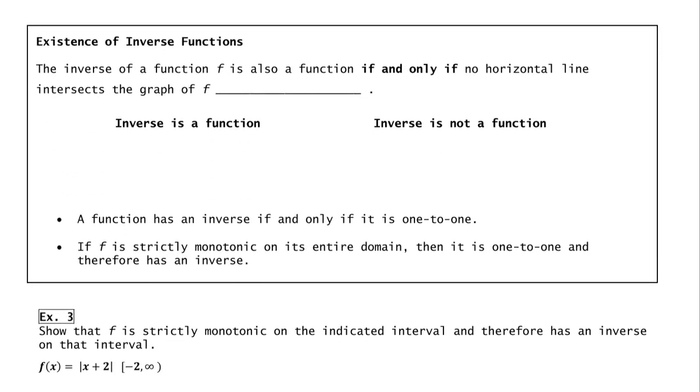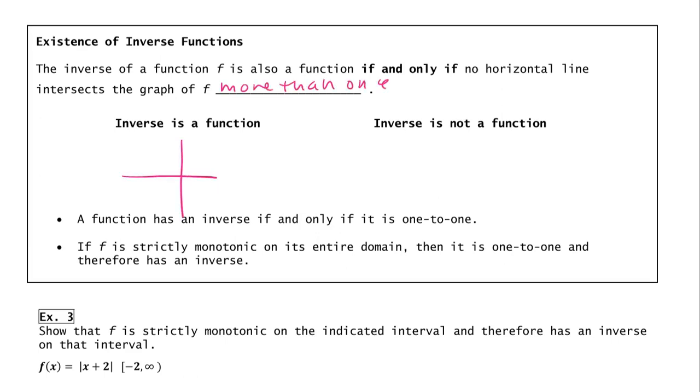Okay, let's go on. We're still reviewing inverses. We haven't even gotten to calc yet. So the inverse of a function is also a function. We'll have to say this slowly. The inverse of a function is also a function if and only if no horizontal line intersects the graph more than once.